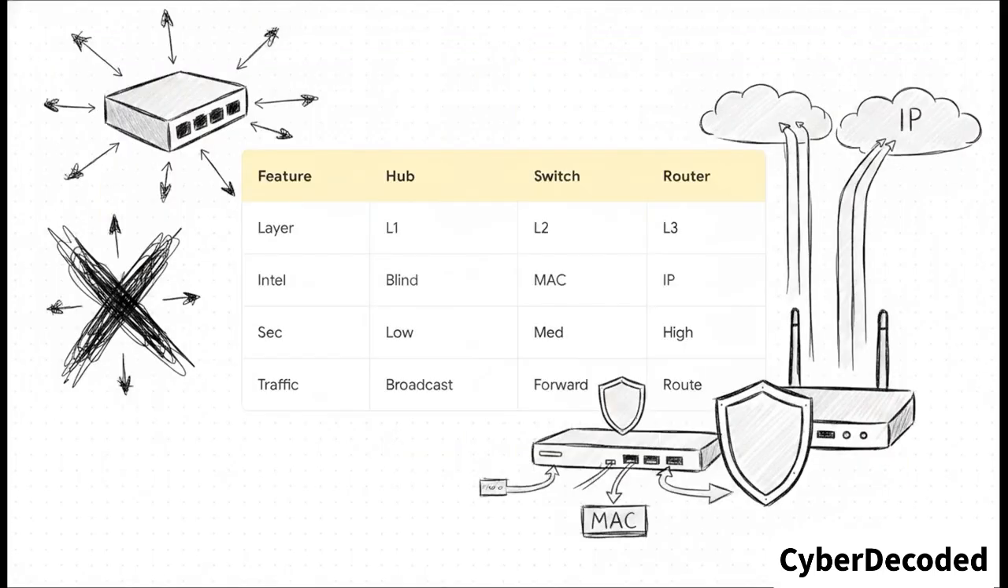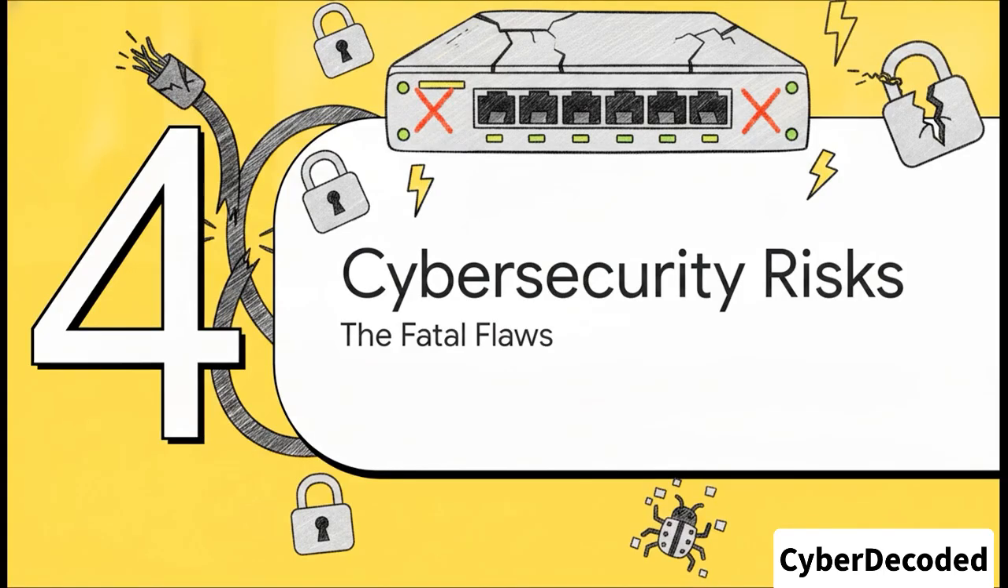When we look at this evolution side by side, the contrast is pretty wild. At layer 1, the hub is completely blind. It offers very low security and just broadcasts everything. But step up to layer 2 and the switch introduces actual intelligence. It reads MAC addresses and actively forwards traffic only to the specific port that actually needs it. Step up to layer 3 and the router reads IP addresses to securely route traffic between entire networks. The hub was just the clumsy, necessary first step that paved the way for switches and routers. Section 4. Cybersecurity risks.